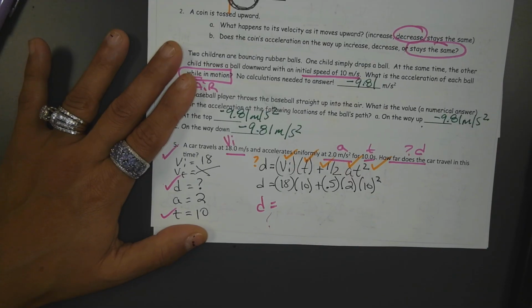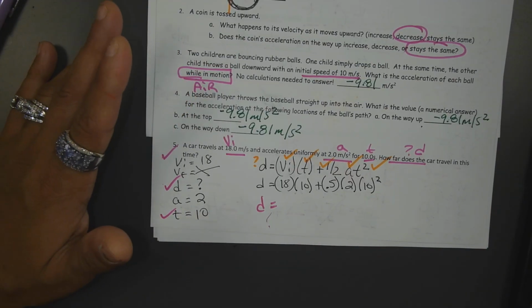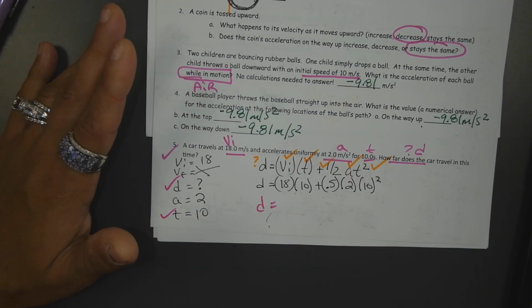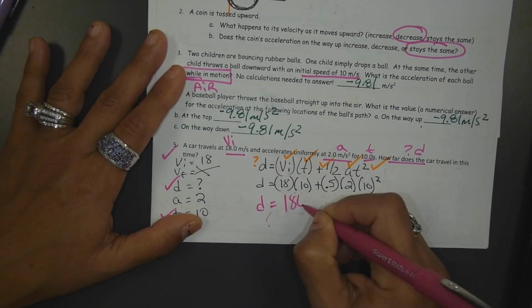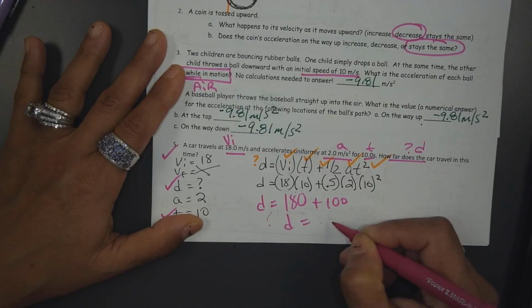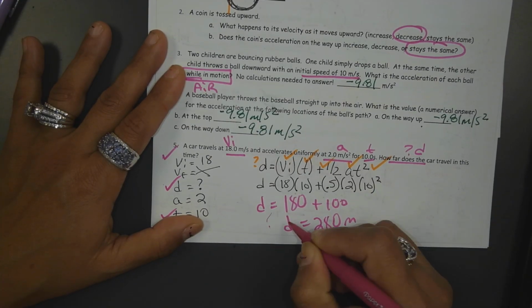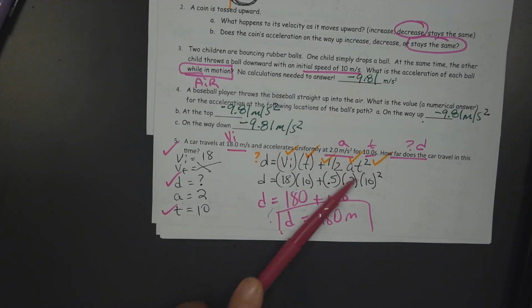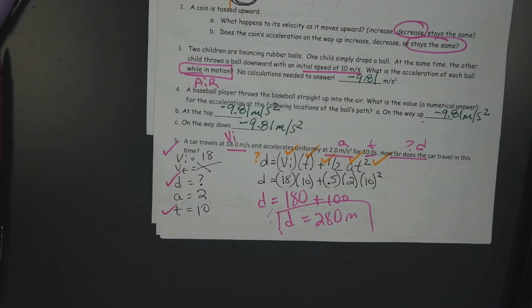Would that be 180? Noah? 18 times 10, right? Yes, should be, right? I can't even do simple math. Plus 100, I come up with a distance of 280 meters. Double check your math. Hopefully that's what you got, and hopefully those are the steps that you did. Okay, so that's homework number 2.